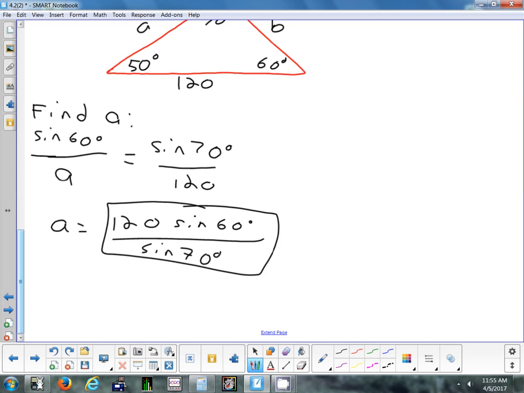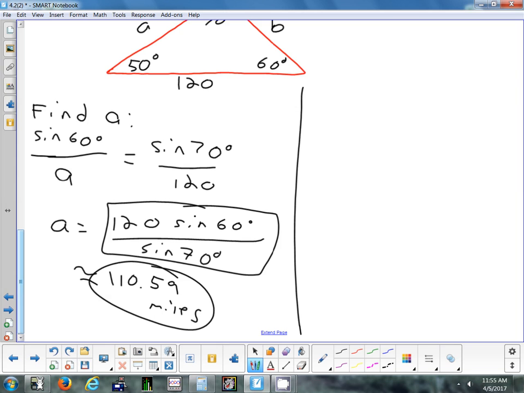Okay, while we're doing B, if somebody types that in, or we already have it: 110.592. So it's about 110.59. Okay, so we've got A. And now we'll find B.